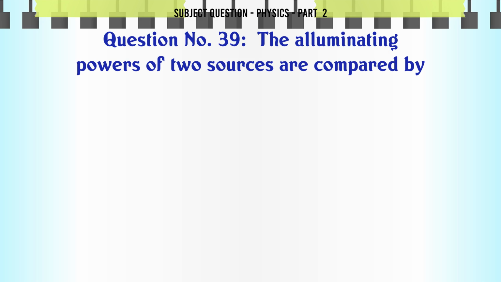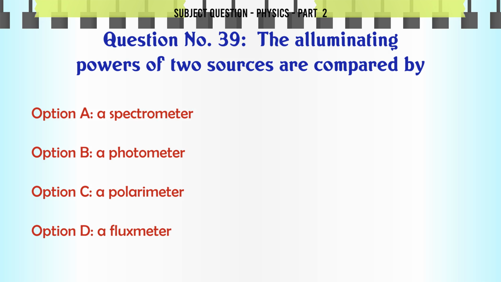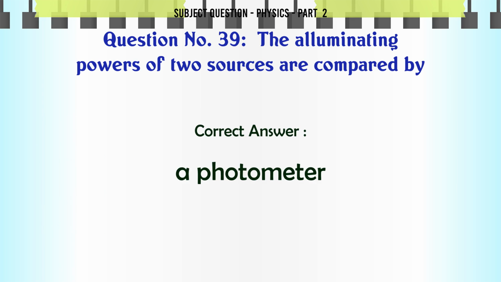The illuminating powers of two sources are compared by A. a spectrometer, B. a photometer, C. a polarimeter, D. a fluxmeter. The correct answer is a photometer.